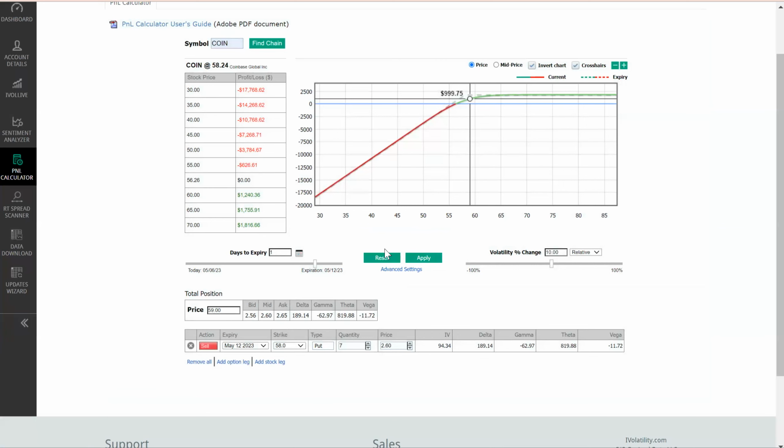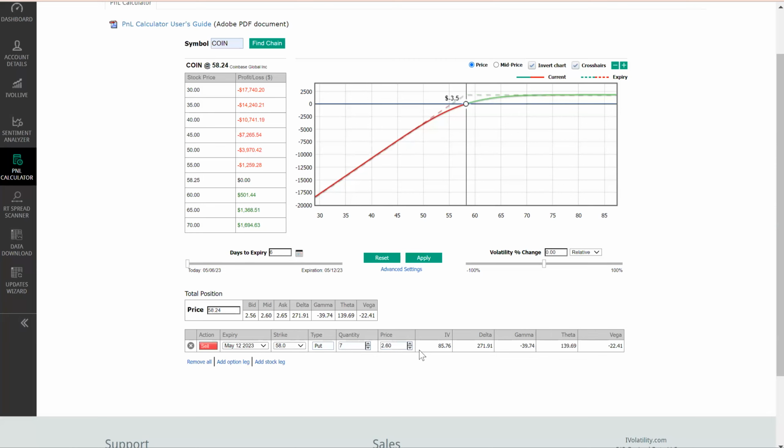And then if you're ever like, what did I just do? Let me go back to what things were originally, hit reset. And then everything goes back to 0% change in volatility, and then still 6 days to expiration. So this is a really clean view. I know, look, if the price does this, here's my P&L based on the action I want to take.